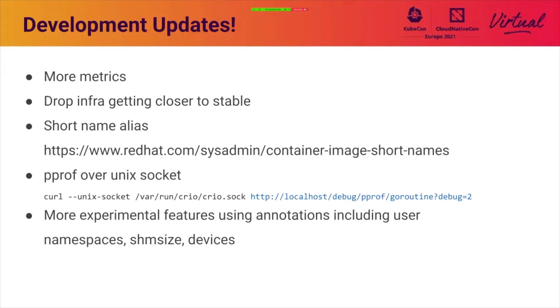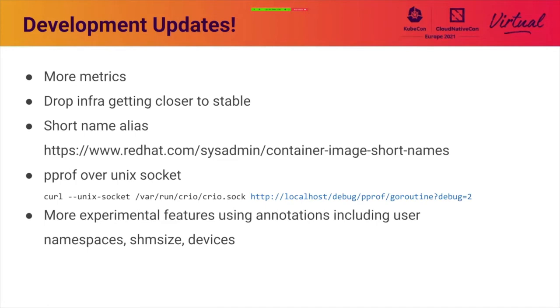Another small feature that I would like to highlight is the pprof over Unix socket support. By default, pprof works over an HTTP endpoint, and that needs to be protected. Enabling it over the Unix socket keeps the endpoint access locked down by default and provides valuable profiling information to admins and developers more easily.